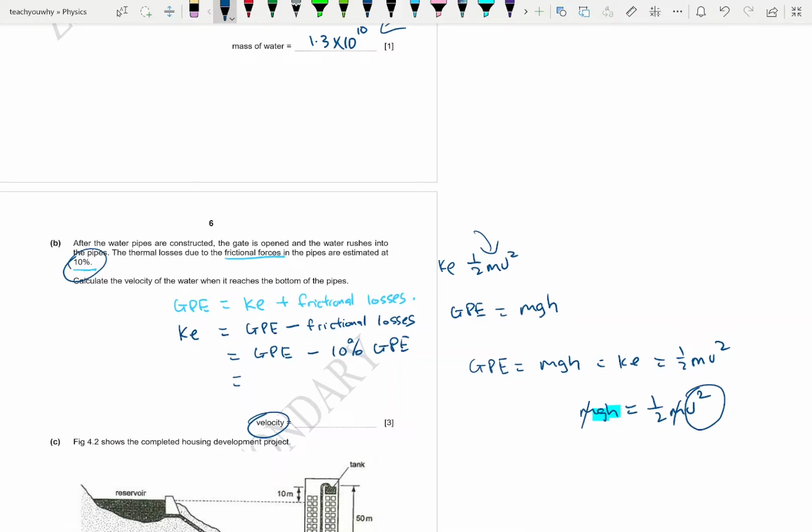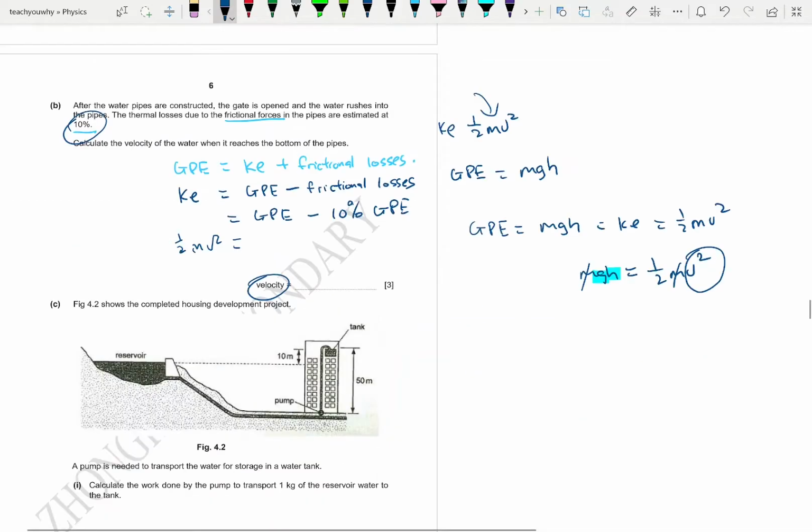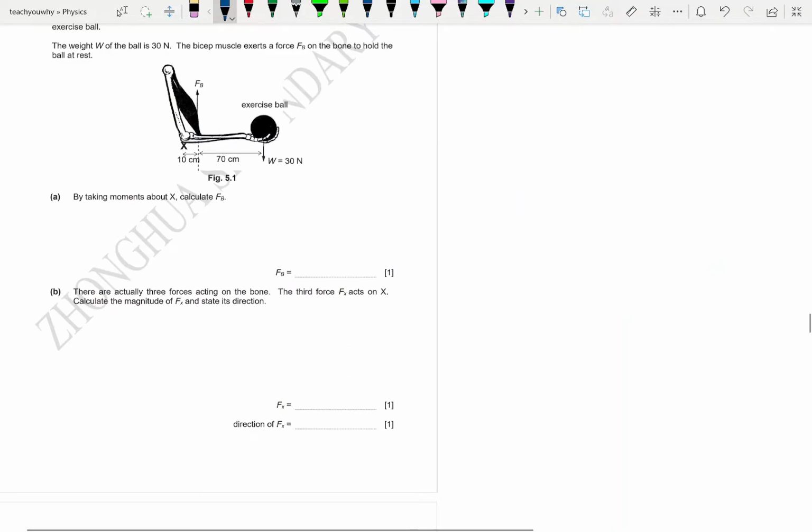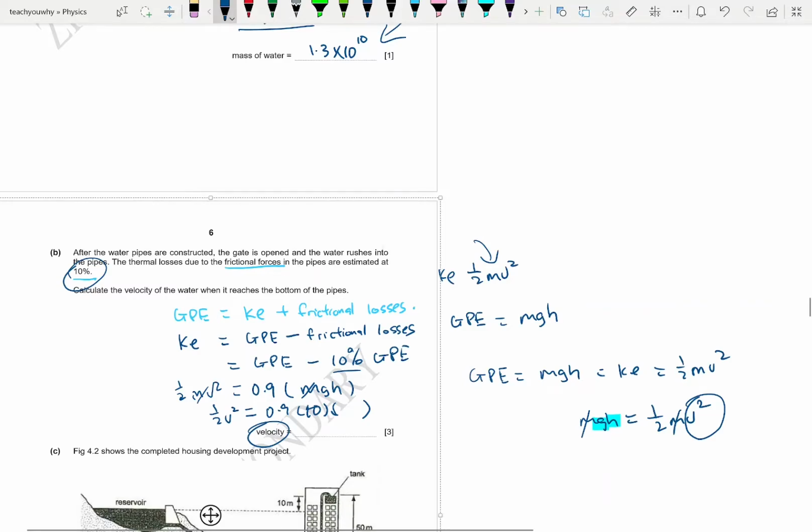Let me rewrite the equation. So half mv squared is equal to 0.9 mgh. Why 0.9? Because you are minusing the 10%. So I cancel the m, so half v squared is equal to 0.9 times 10 times your height. What is my height? My height is 80 meters.